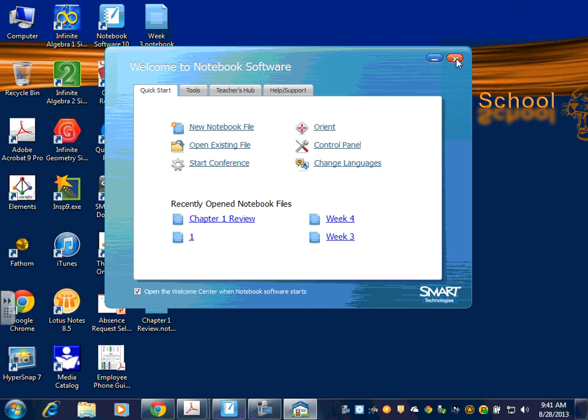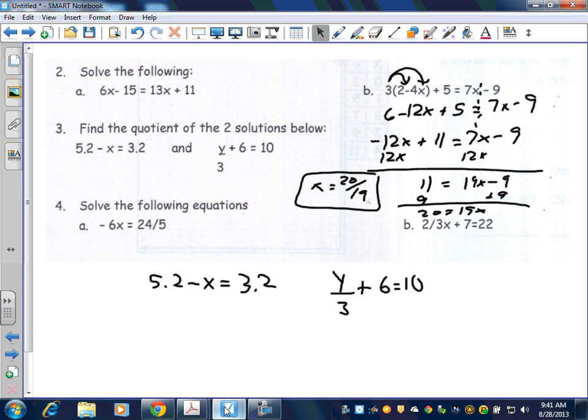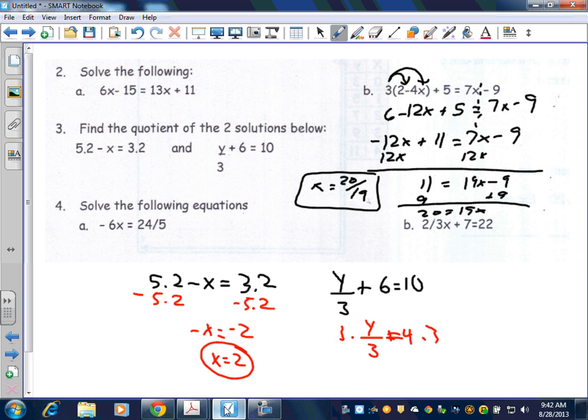So don't get intimidated by the question, because I keep asking you this same question about percents all over the place, or excuse me, about fractions all over the place. So what I wanted you to do here is subtract 5.2, get negative x equals negative 2, so x equals 2. Come over here, subtract 6, get y over 3 equals 4, multiply both sides by 3, and get an answer of y equals 12.